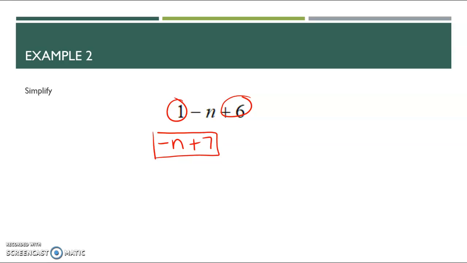In our next video, we're going to discuss the distributive property, and then we're going to do the distributive property with combining of like terms. And so I'll see you there.